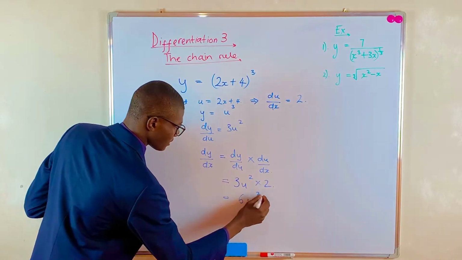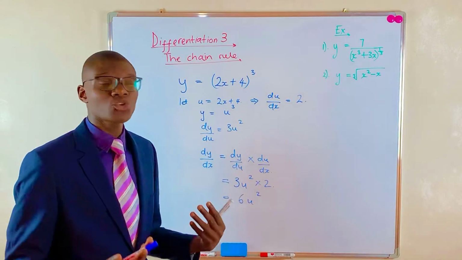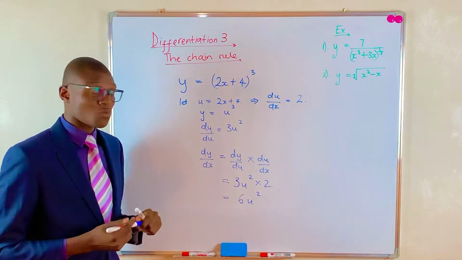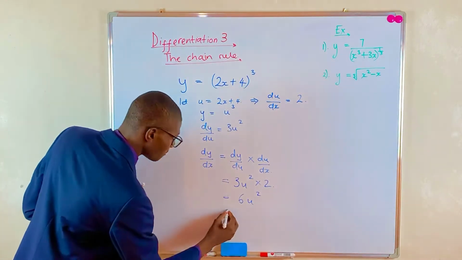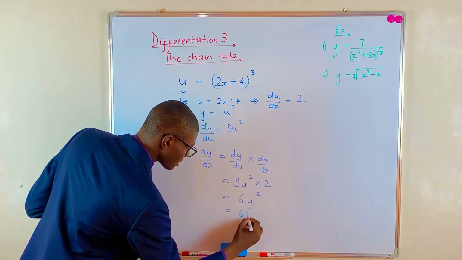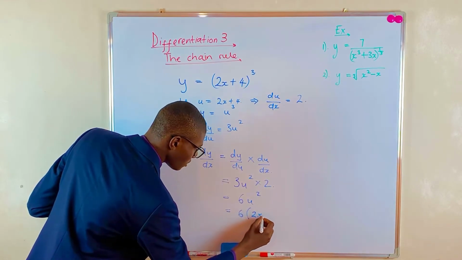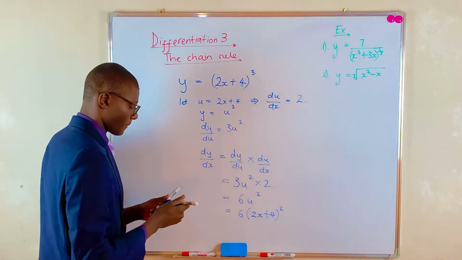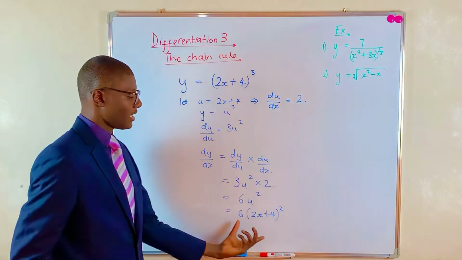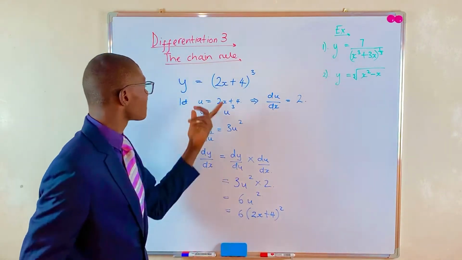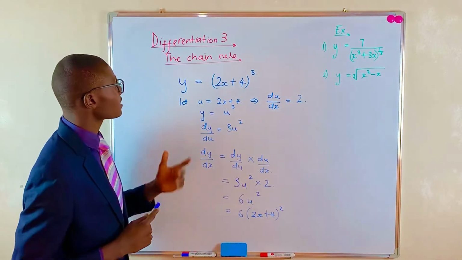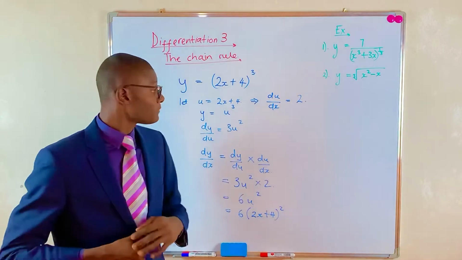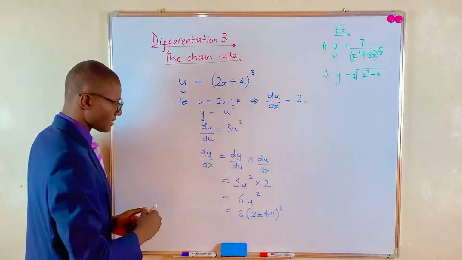6u squared. But what do we know about u? u is equal to 2x plus 4. So the final answer would be 6 open bracket 2x plus 4 squared. Now this is the gradient function for the function y is equal to 2x plus 4 raised to the power of 3.